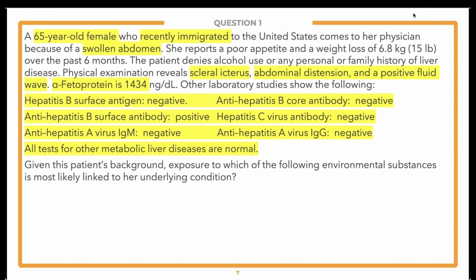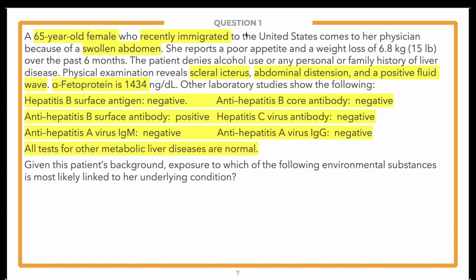First off, 65-year-old female. Always look for the demographic information about the patient. Recently immigrated to the U.S. This is often relevant, because certain conditions or exposures might be more prevalent in other parts of the world. We note the swollen abdomen, poor appetite, and the weight loss of almost 15 pounds over the past 6 months. The symptoms are suggestive of a chronic underlying condition, maybe with potential liver involvement.